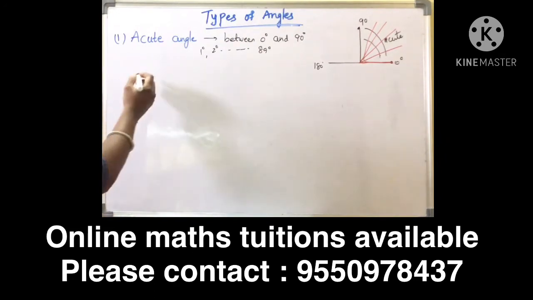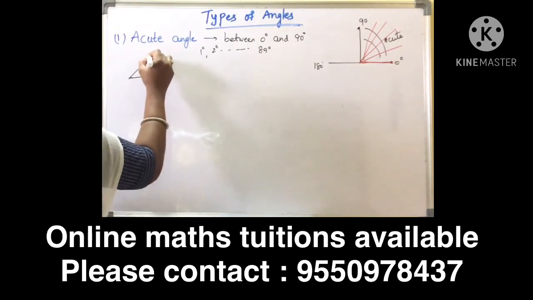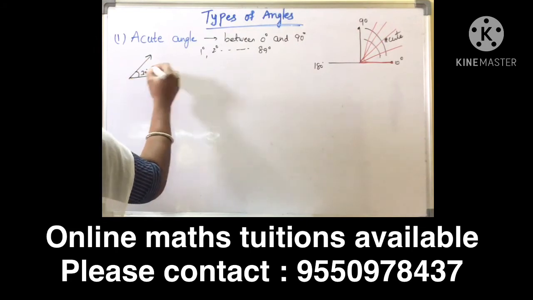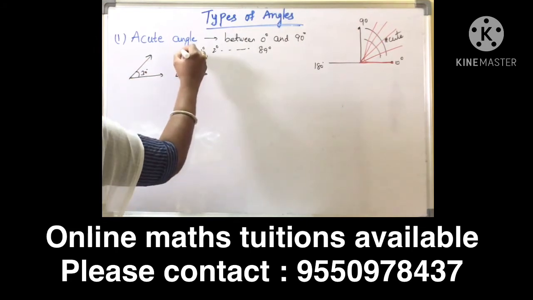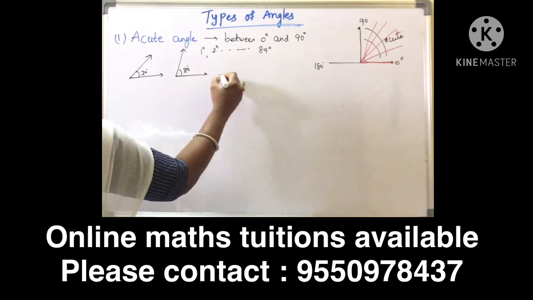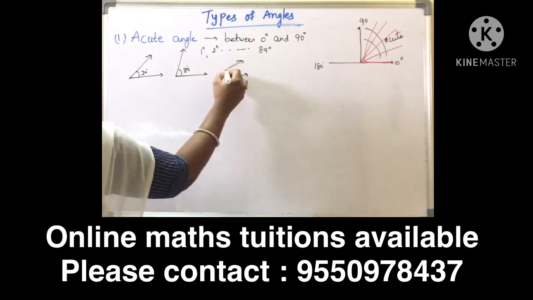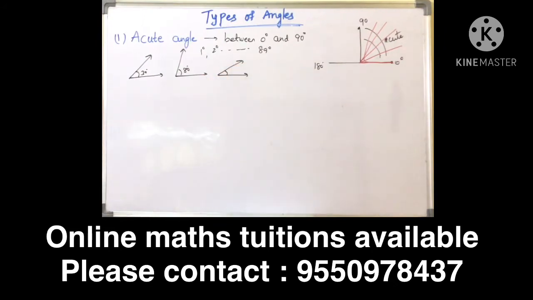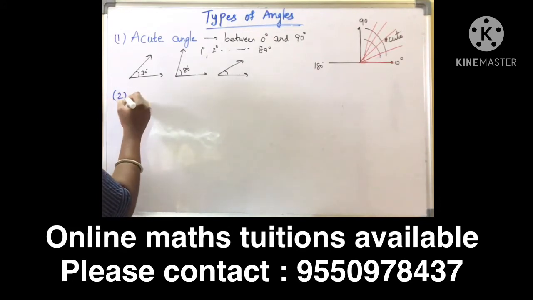It is like this. This is 30 degrees, 80 degrees. So these are all the shapes of acute angle. So an angle whose measure lies between 0 and 90 is called an acute angle. The next angle is the obtuse angle.